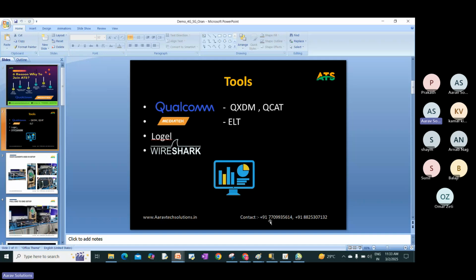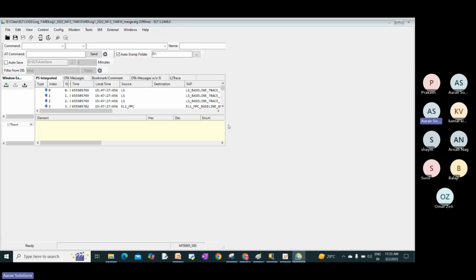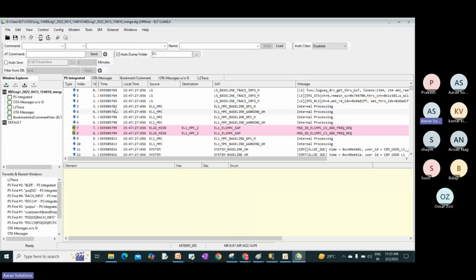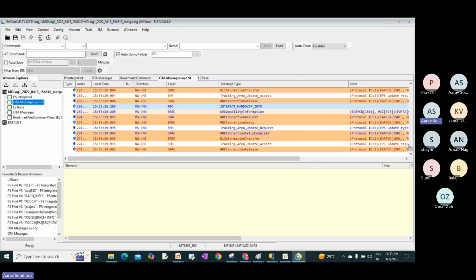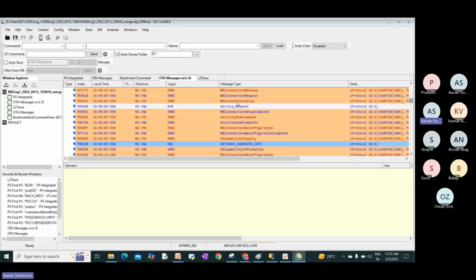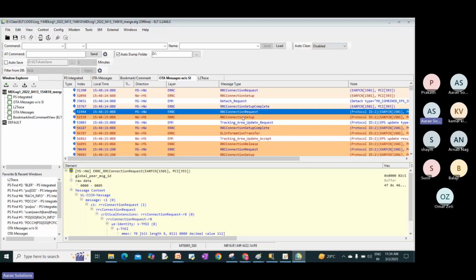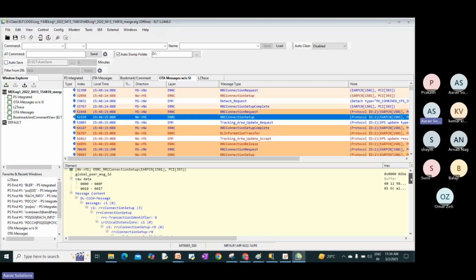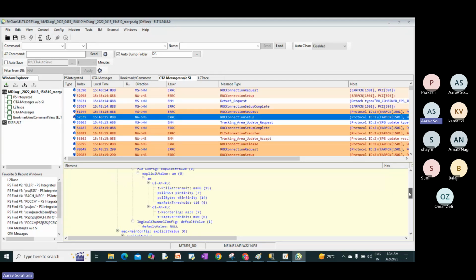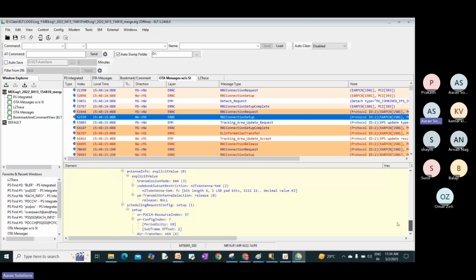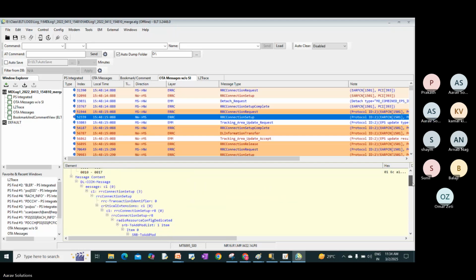So the first tool is, let me show you, this is ELT. This ELT is a MediaTek based tool. Here you can see different logs we have. For example, if you want to see any particular message, we can just select it, and whatever information elements that message has, we can see in that tool.